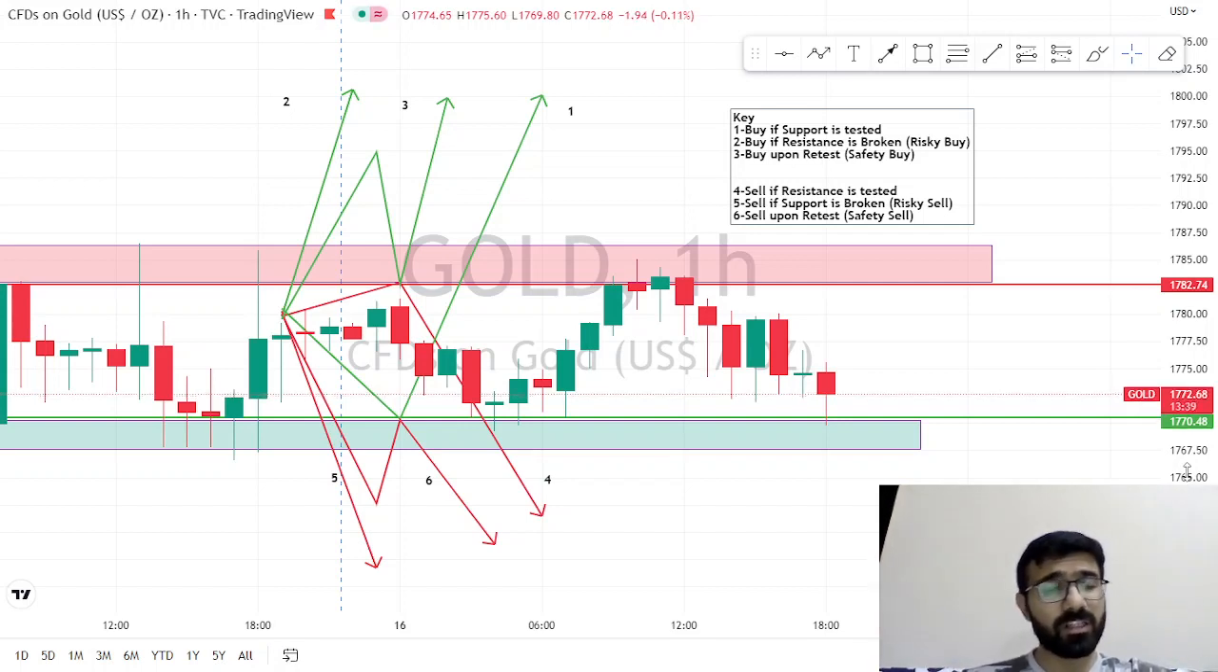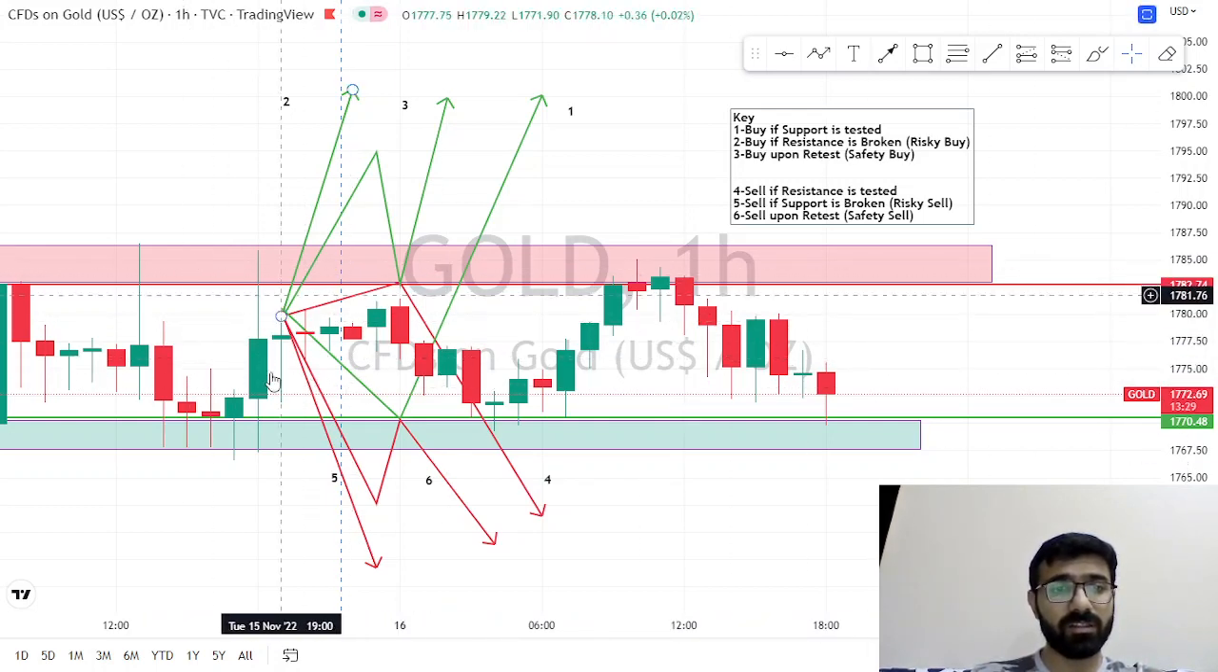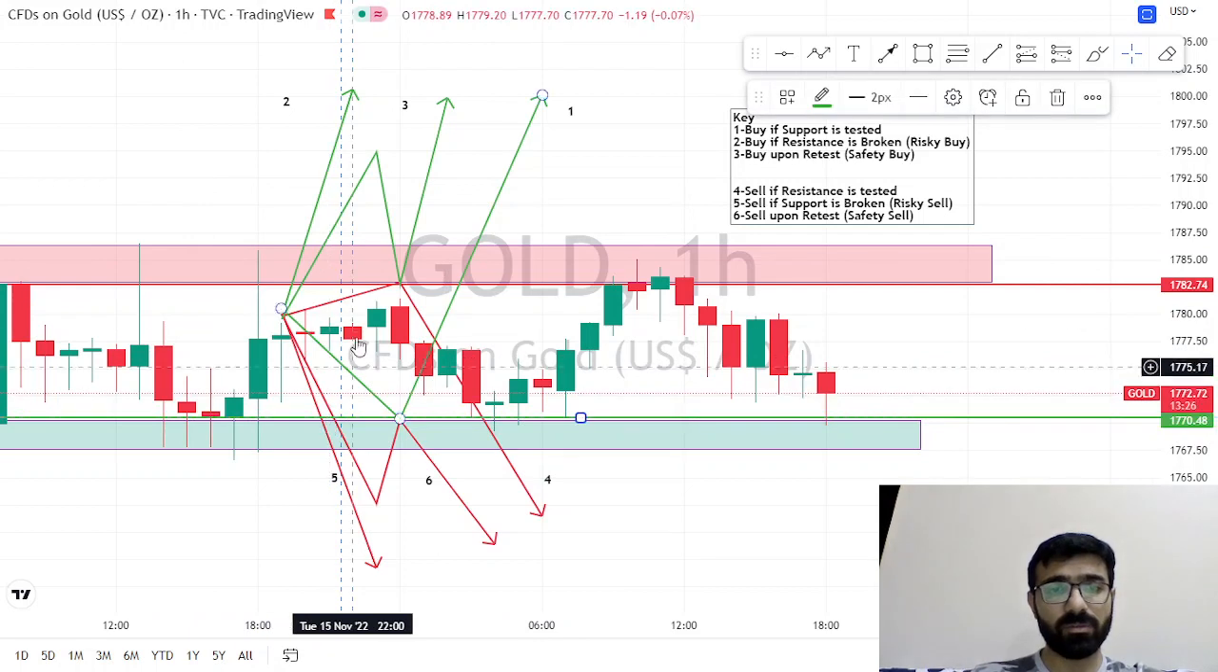Okay, so now let us continue with the discussion of the gold analysis from where we left off yesterday. As you guys can see, when we were discussing the gold analysis yesterday, we marked this area as an area of short-term support and this area as an area of short-term resistance. Market remained sideways and respected both of our areas and gave us good profits.